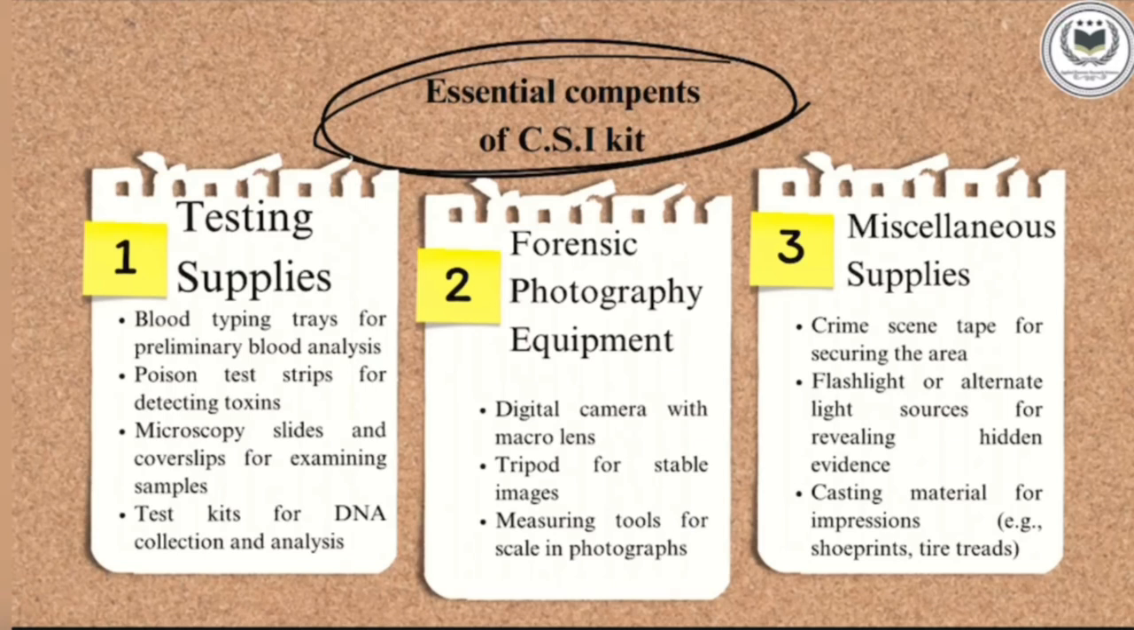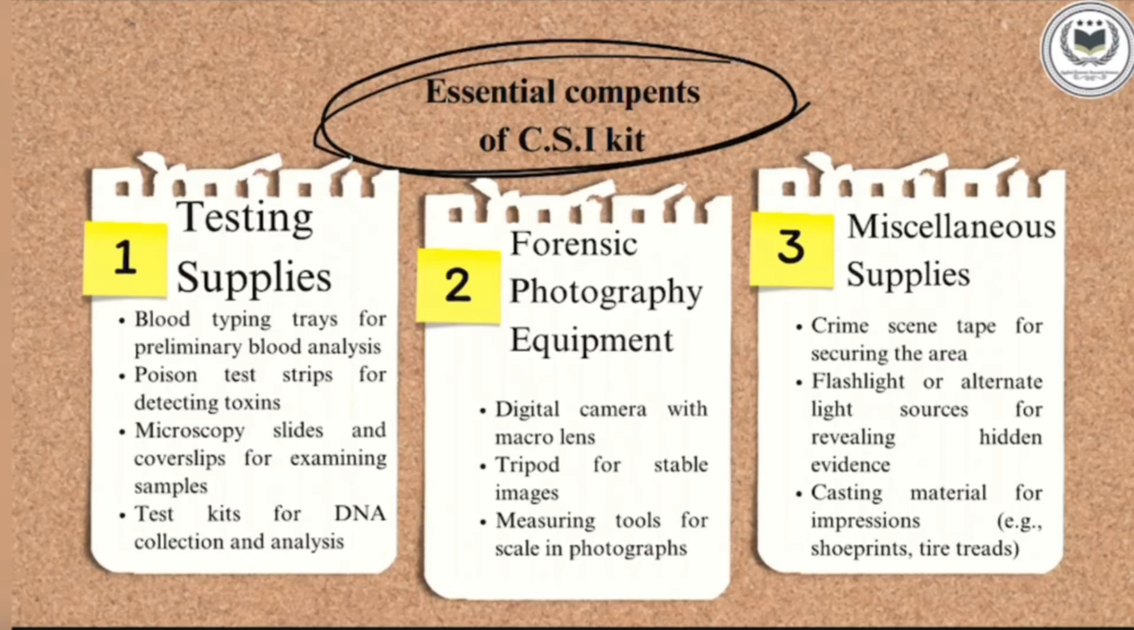Second, forensic photography equipment. Digital cameras, which are used for high resolution, capable of capturing detailed images of the crime scene and evidence. Lenses, a variety of lenses, including macro lenses for close up shots of small evidence and wide angle lenses for capturing overall scene perspectives. Tripods and stabilizers, sturdy tripods to stabilize the camera during long exposure shots or in low light conditions. Lighting equipment, external flash units, and forensic light sources like UV or infrared to illuminate evidence effectively and reveal details not visible to the naked eye.